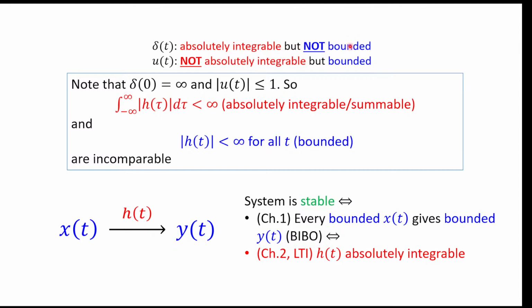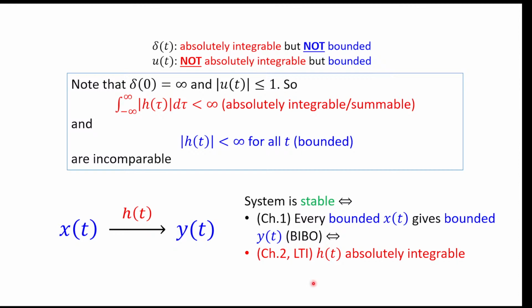Yeah, so those two concepts are incomparable. And remember, now we have two ways to check stability. In chapter 1, we defined stability as this BIBO condition. We say bounded input gives a bounded output, then the system is stable.